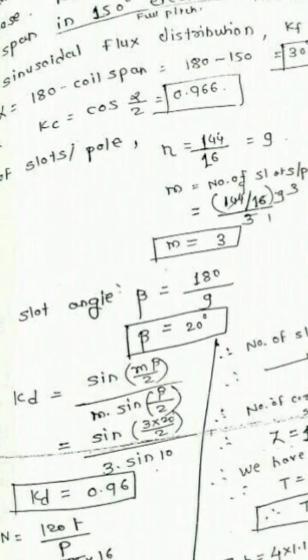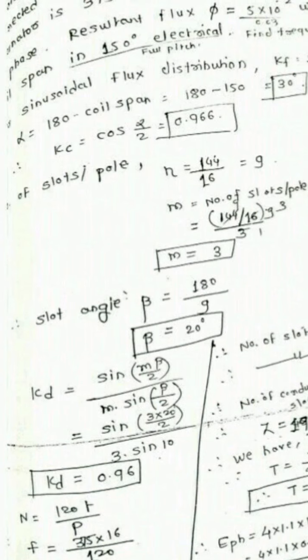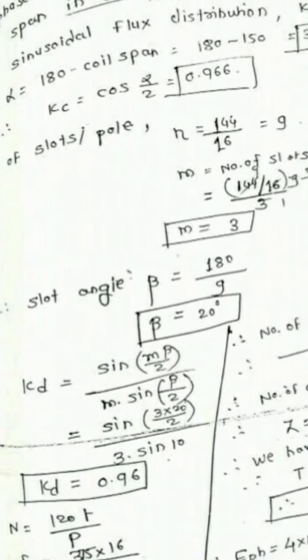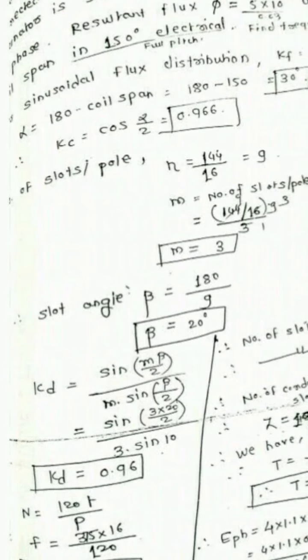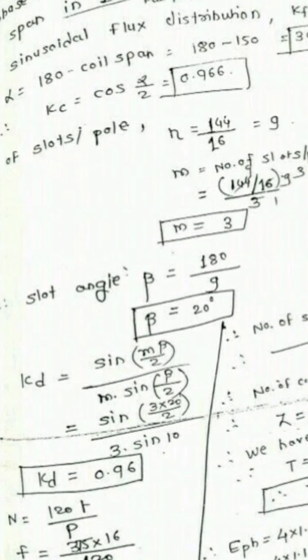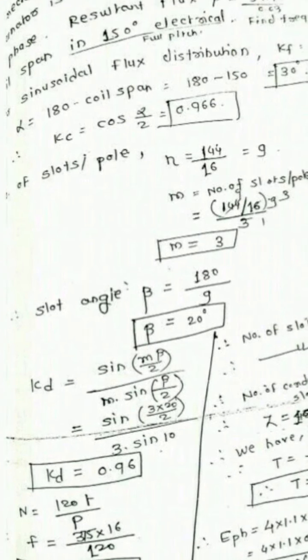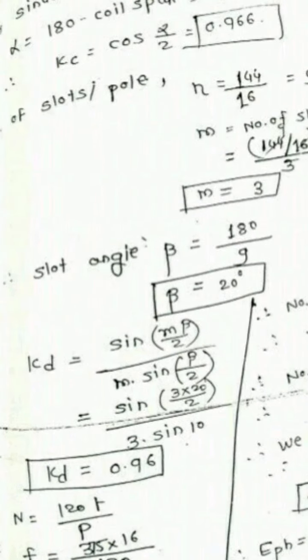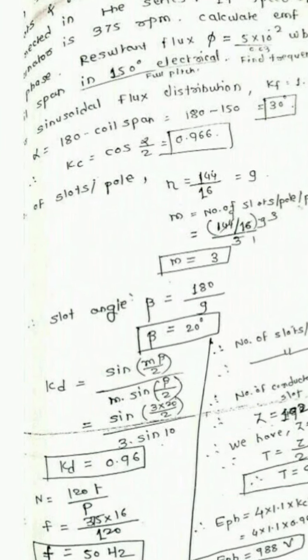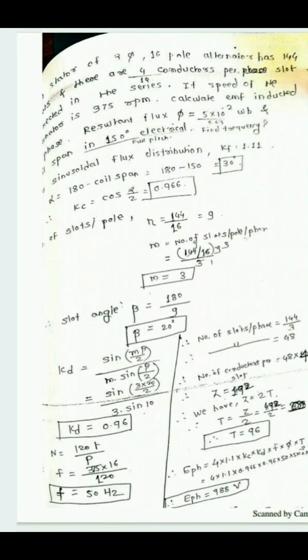If you know the value of m and beta, substitute these values into the equation and we get the value of Kd. Substituting the value of m and beta into that equation, Kd is equal to 0.96. So this is the second term in the EMF equation of the alternator.